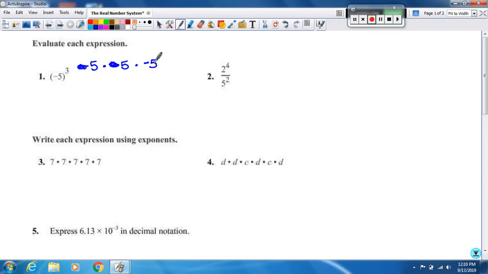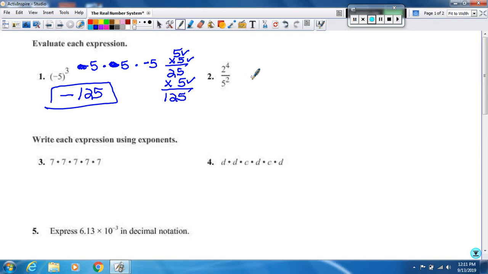This negative doesn't have anybody to cancel it out. It doesn't have another negative to cancel it out, so it stays negative. So your final answer is going to be negative, and then you do multiplying. So 5 times 5 is 25, and 25 times 5 is 125, and you just multiplied three 5s, and that's what it said to do. So -125 is the answer.